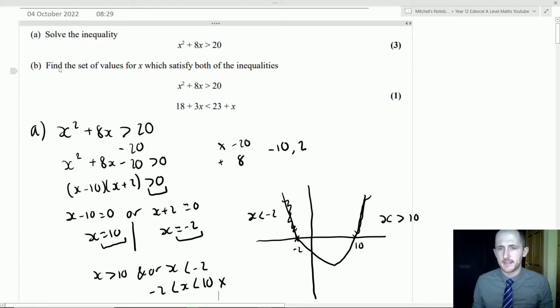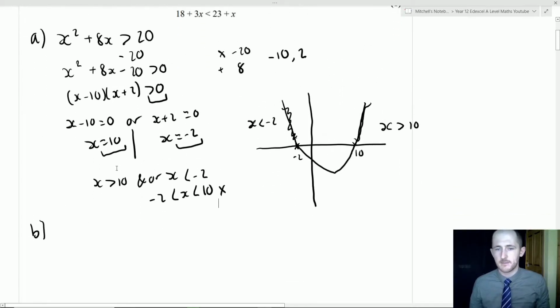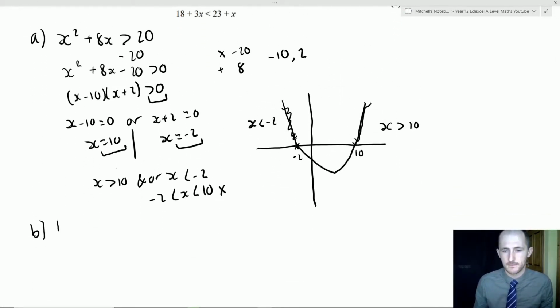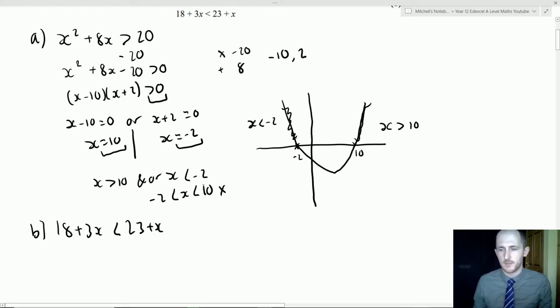The next thing, it says find the set of values for x which satisfy both inequalities. This is going to be really important when you come on to do statistics and the binomial distribution. We already have the solutions for the first one, x squared plus 8x is greater than 20, so I don't need to do anything. But the second one, which is 18 plus 3x is less than 23 plus x, is slightly more interesting. We have to actually do something with that.